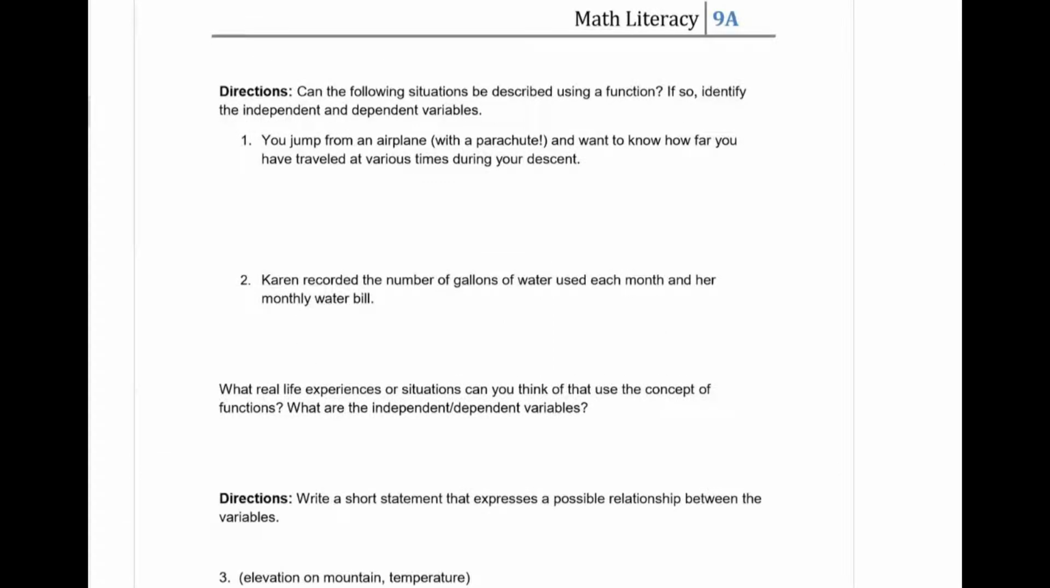Okay, the directions here say, can the following situations be described using a function? If so, identify the independent and the dependent variables. Okay, you jump from an airplane with a parachute, and you want to know how far you have traveled at various times during your descent. Well, remember that functions have to describe two sets of numbers. So do I have two sets of numbers here? Well, yes. Time is obviously a number, and how far is a distance, and that is a number. So I do have two sets of numbers.